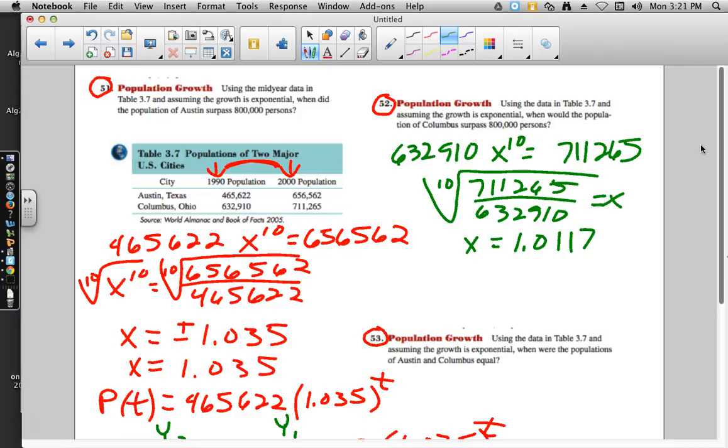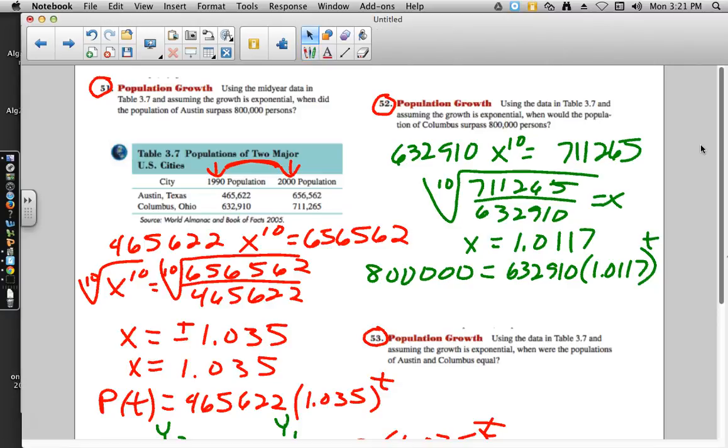So now, we need to know 800,000. And when does that equal our 632,910 times 1.0117 to the t? So once again, this is a matter of putting it into the calculator and finding the intersection. So I'm going to go ahead and pause this and punch that equation in.